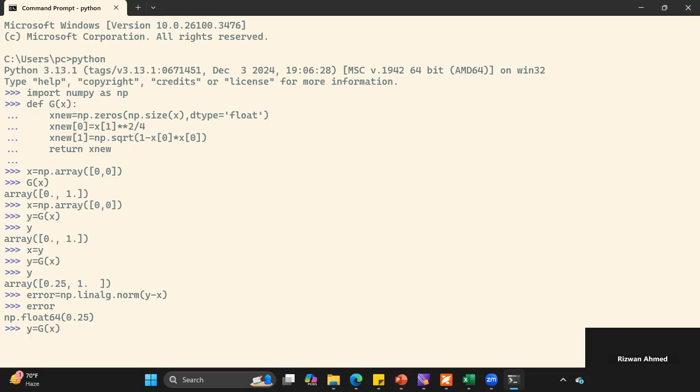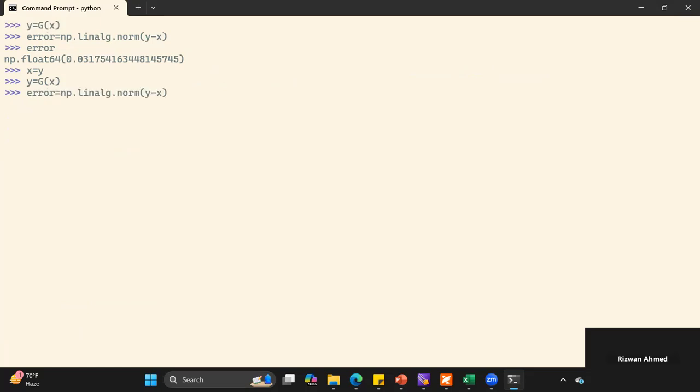Now again, write the expression for y. No. Since y was calculated, I have to now calculate the x. x equal to y. Then calculate g of x. Then calculate the error. Print the error. Right? Let's perform another calculation. Set x equal to y. Then set y equal to g of x. Then do the error calculation. See the error.